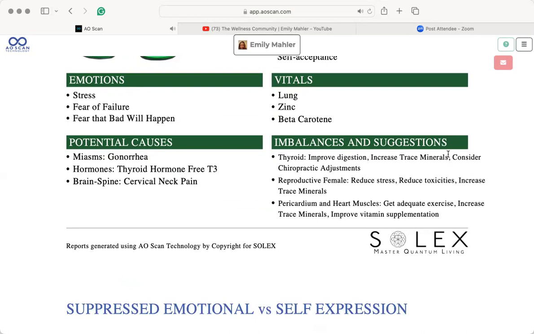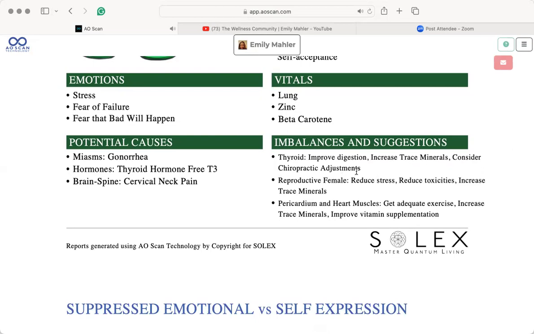So my biggest takeaway here is that if you know exactly what you're wanting to work on, for me, that is my stress, that is my hormones. I'm going to be looking at the things related to the thyroid and reproductive system. I also should probably be looking at the pericardium and heart muscles too. That's all related to the heart and cardiovascular.